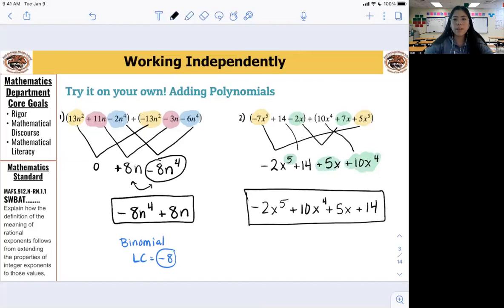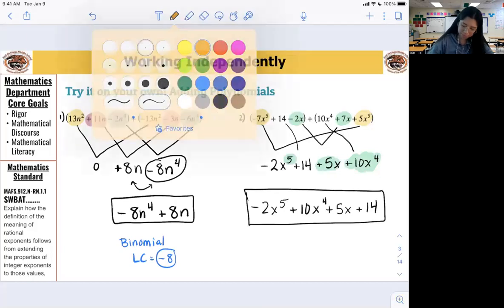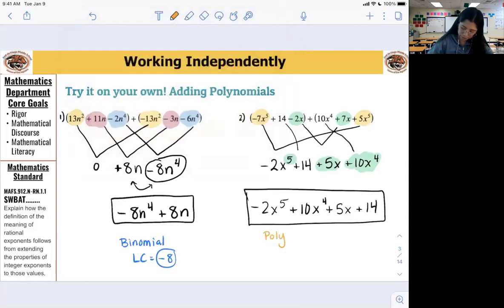Can I give this a name, or is it just going to be a polynomial? A polynomial. Polynomials is 4. Good. Leading coefficient? Negative 2. Negative 2. What's this number here called? The 14. A constant. Constant. Good. We're getting it. Good job.